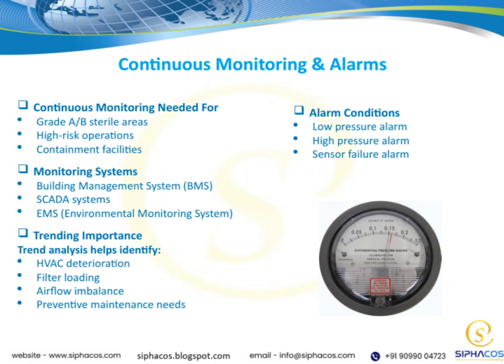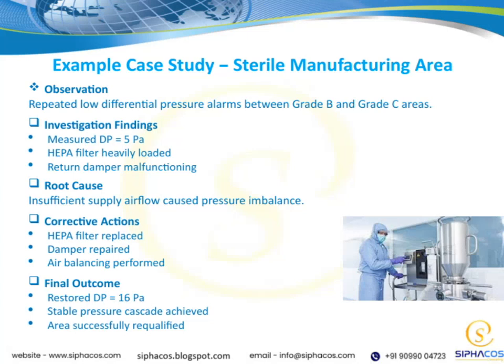The systems we rely on include building management systems, SCADA, and environmental monitoring systems. By analyzing trends, we catch early signs of HVAC wear, filter clogging, and airflow issues, all crucial for timely maintenance and keeping environments safe. Let's look at a case study from a sterile manufacturing area.